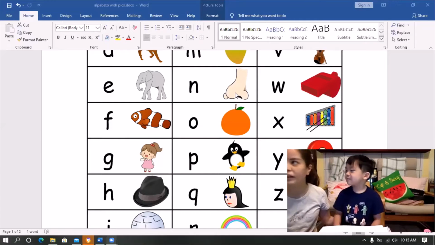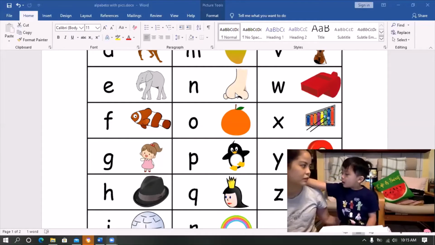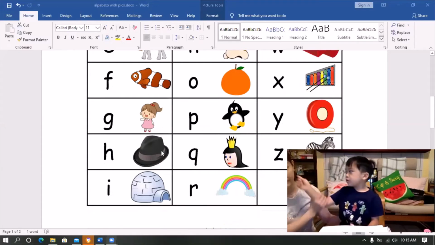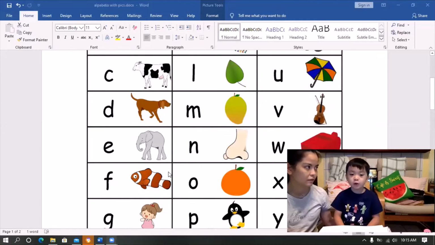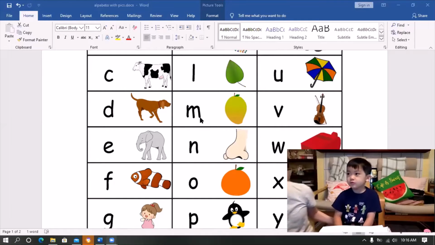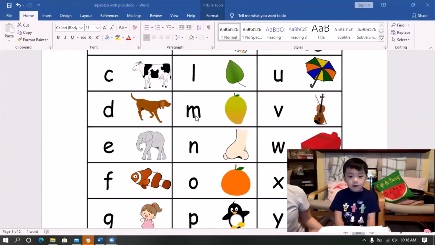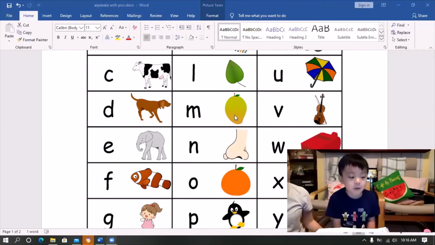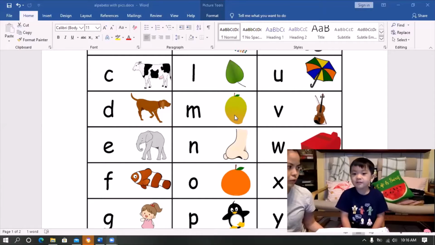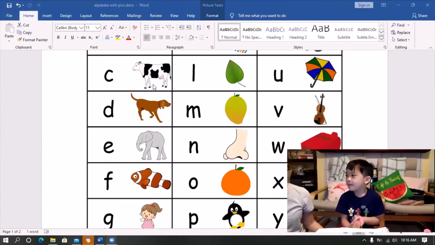No, ilong is I. Ilong, igloo. Yes, but why this one? N. N is for? For no. Nose. Okay, what letter is this? Oh, that's M. M for? For apple tree. No. Oh, for mango. Okay, good.